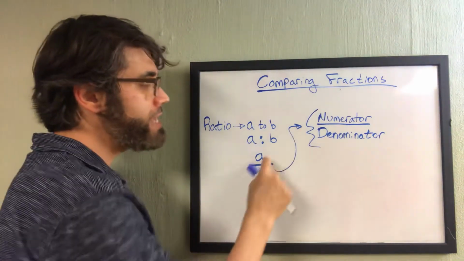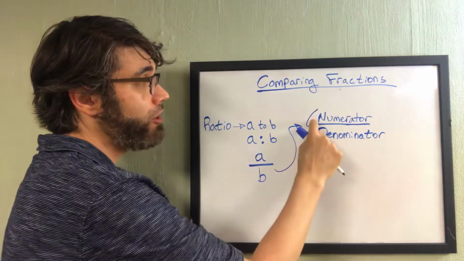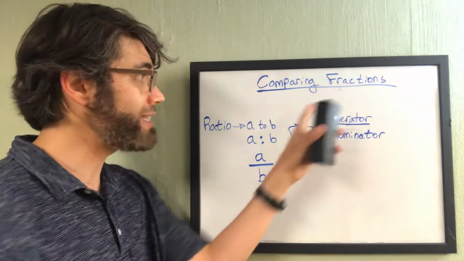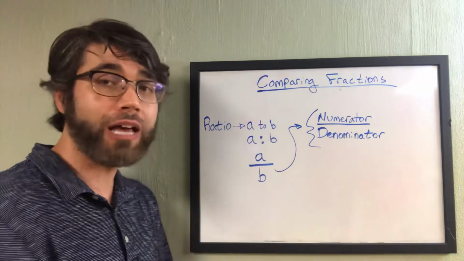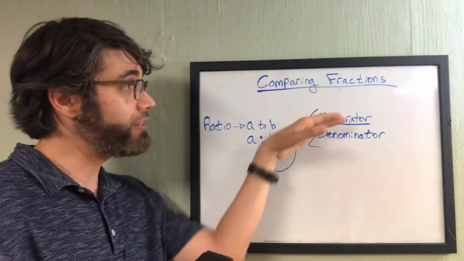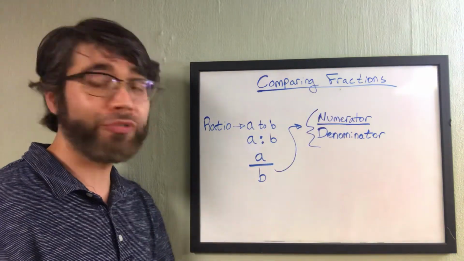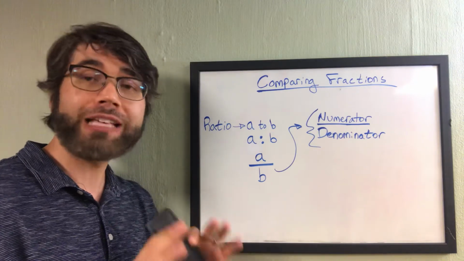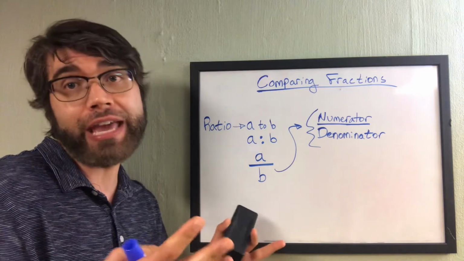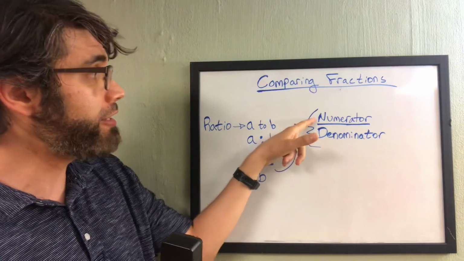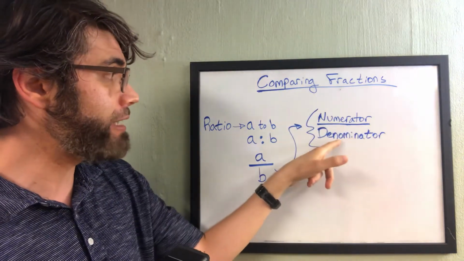So the A here is on top, and we're going to call that the numerator. Whatever's in the top of the fraction over the fraction line is called the numerator. Whatever's on the bottom is going to be called the denominator. Okay, so that's basically the anatomy of a fraction. You have numerator, division line, and then denominator.